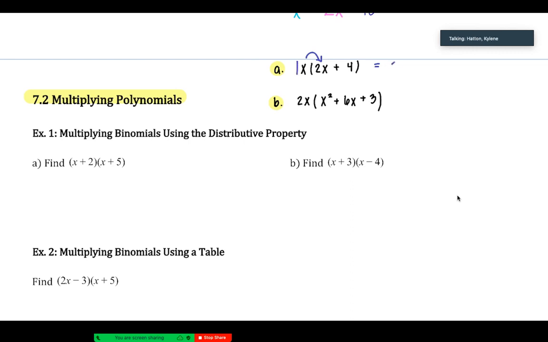So 1x times 2x, if I multiply the coefficients, that's still a 2. And then x times x, that's x squared. So 2x squared is the product of those two. And then 1x, or just x times 4, we write that as 4x. So 2x squared plus 4x is our product there. And we can't combine that anymore because they have different exponents over the x.